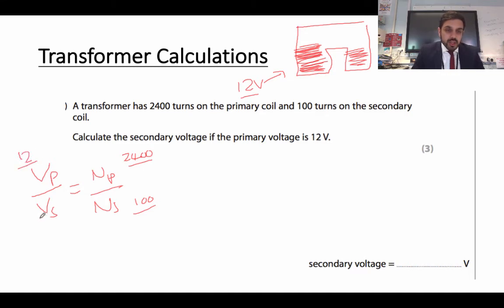Now, how do I work out this one here? Well, basically, it's a ratio. Let me grab a calculator. Basically, I want to know how many times smaller 100 is from 2,400, because this number will also be that many times smaller. So you do 2,400 divided by 100, which you should probably be able to do in your head, is 24. So that is 24 times smaller. So that one must also be 24 times smaller. So you do 12 divided by 24, and the answer is 0.5. So the secondary voltage is 0.5. Easy peasy.